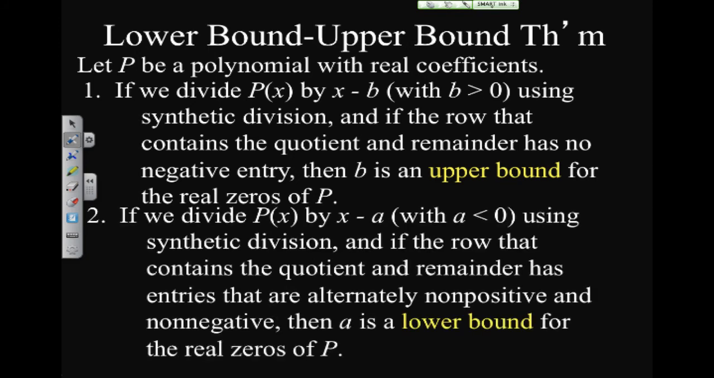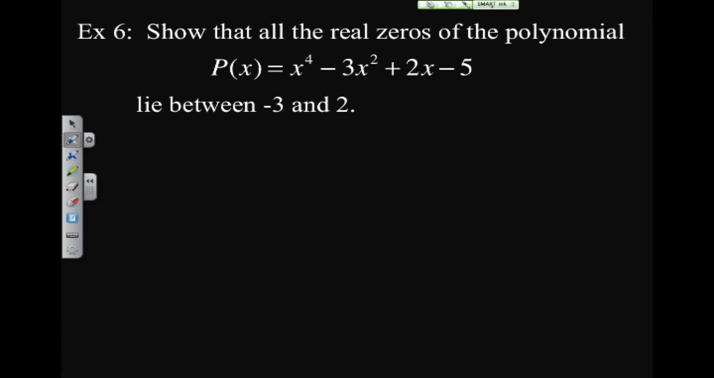If we divide by x minus a, and a is less than 0, so a is negative, using synthetic division, and the row that contains the quotient and the remainder has entries that are alternately positive and negative, or non-positive, non-negative, then a is a lower bound, so you would not check anything that's less than a. Again, we're going to take a minute to do an example like this. We're going to show that all the real zeros of this polynomial, p of x, lie between -3 and 2.